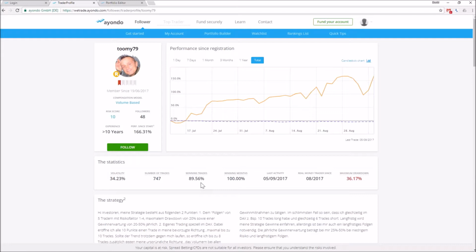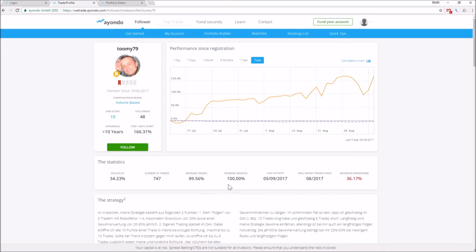Again, for me, if that's a high figure, I think if that figure is a little bit too high, it can send out the odd warning that maybe this is a trader who has a problem taking losses and just hangs on, hoping the market's going to come back. But we'll have a look at some other traders in a second.